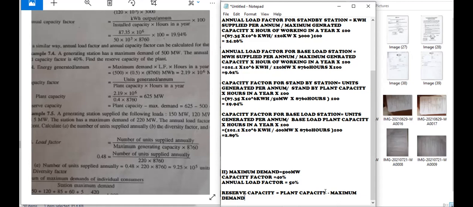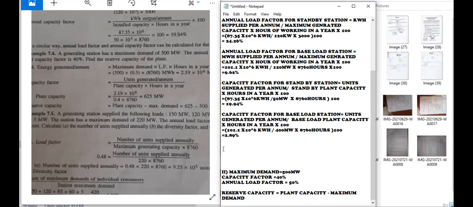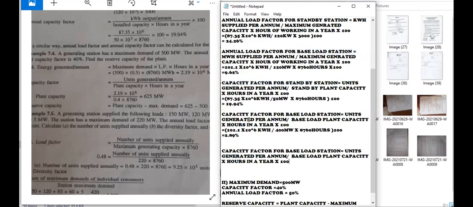There's a formula we can use to find the plant capacity. Because remember that your capacity factor formula has the units generated per annum, then the plant capacity times hours of working in a year. So if we make plant capacity the subject of the formula, I think we can find it. Let me copy this formula and paste. Okay, so let me just remove this base load and just use plant capacity.